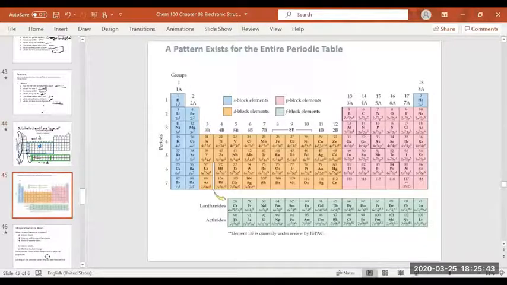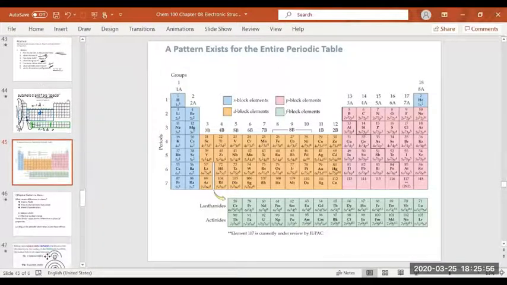This also gives you some idea about the electron configuration for all elements in the periodic table, so it can help you practice with some examples.